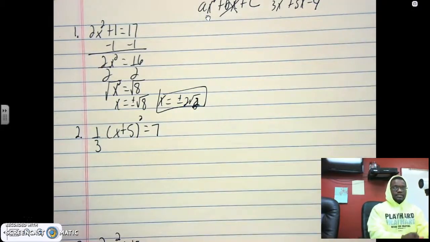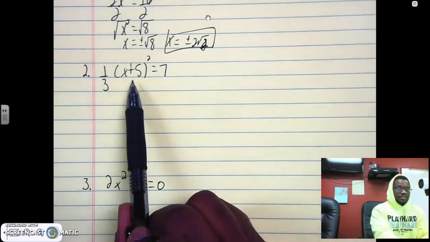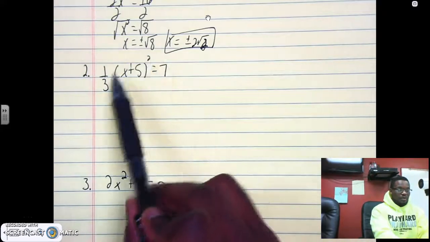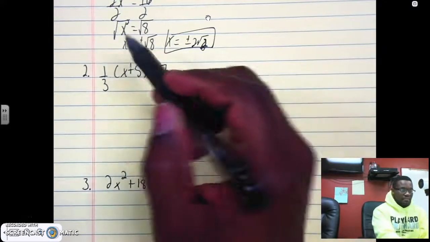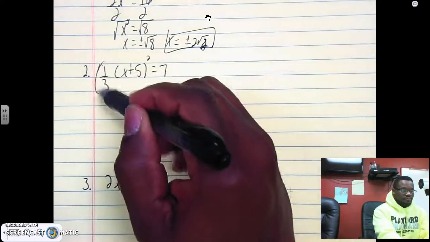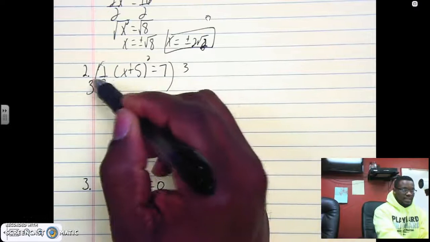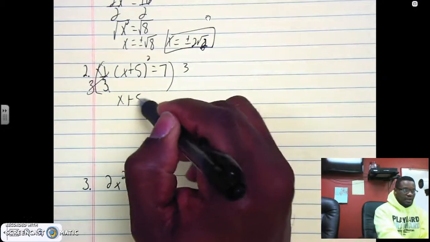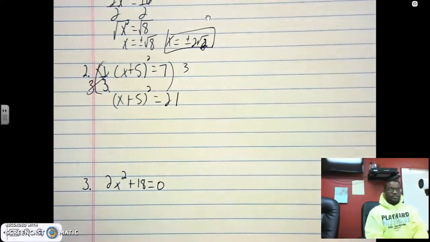Alright, let's look at number 2. So notice my x is inside the parentheses on number 2. Okay, I'm hot now. The x is inside the parentheses on number 2. So I'm not worried about the square root yet. I need to get rid of this 1/3. So I am going to multiply everything, or both sides, by 3. Doing that kills that over here. So all I have is x plus 5 quantity squared equals 21. Right?